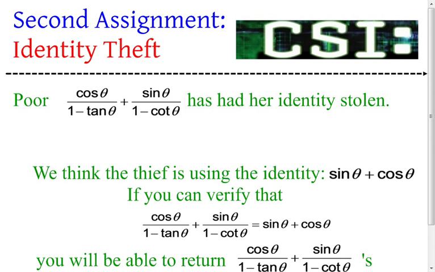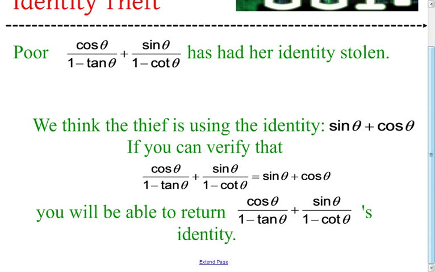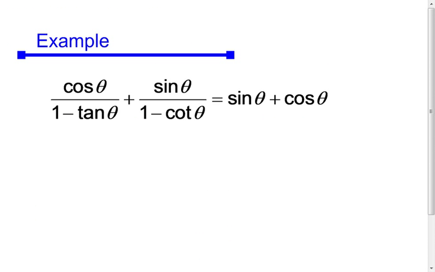Identity theft. Poor so-and-so there has had her identity stolen. We think the thief is using the identity sine plus cosine instead. If you can verify that those two quantities are equal to each other, you will be able to return that person's identity. All right, here's what you really need to do.